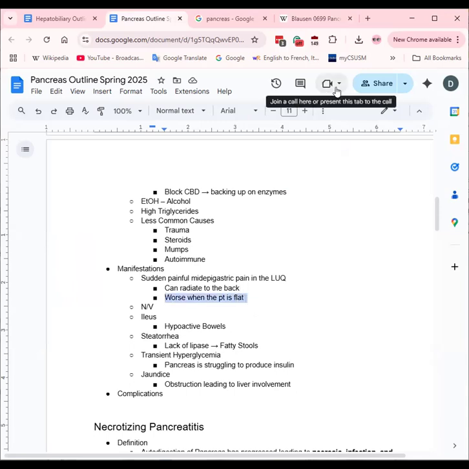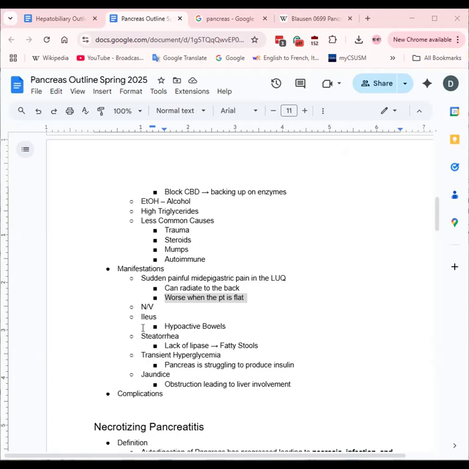As for why it can be worse when the patient is flat, I actually don't know off the top of my head. It's probably just due to positioning, maybe how it affects the enzymes, maybe they're positioned in a weird way. I actually don't know the reason. I can look it up, but it's not important. And to avoid wasting time, we'll look it up later.